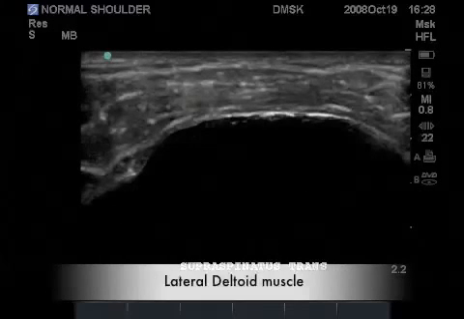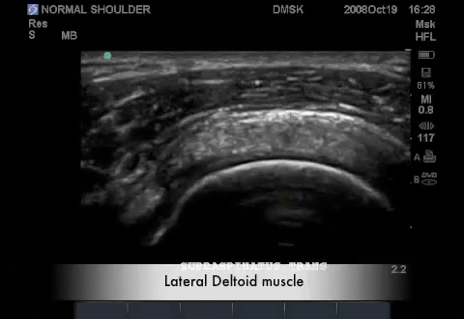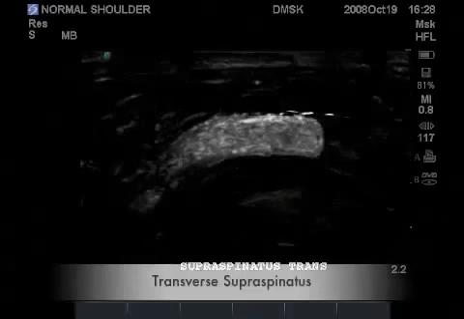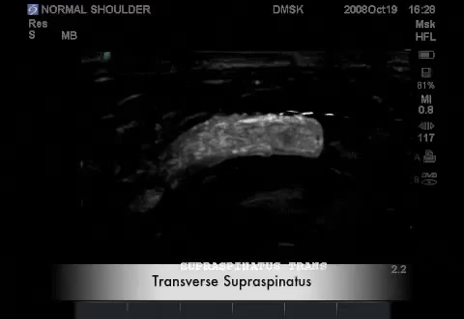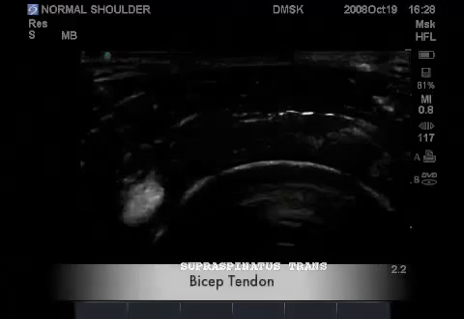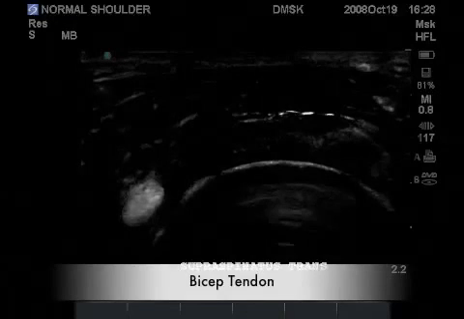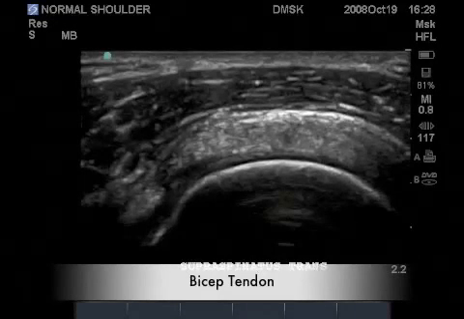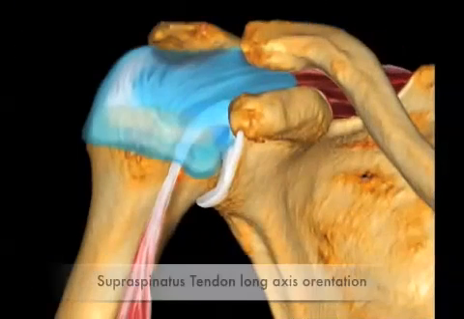Here we have the lateral deltoid muscle also imaged in a transverse orientation. This portion of the rotator cuff represents the true supraspinatus tendon. Shown here in the lower left corner is the bicep tendon. You can see here how close it follows the supraspinatus.